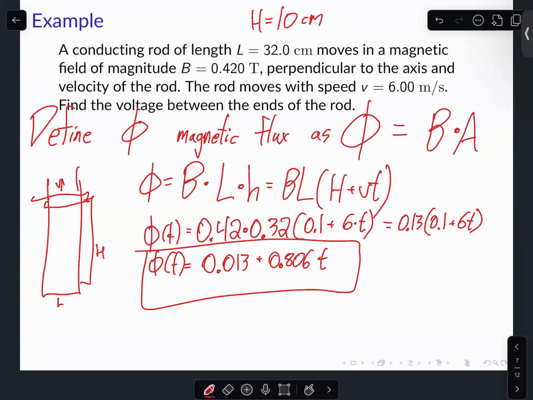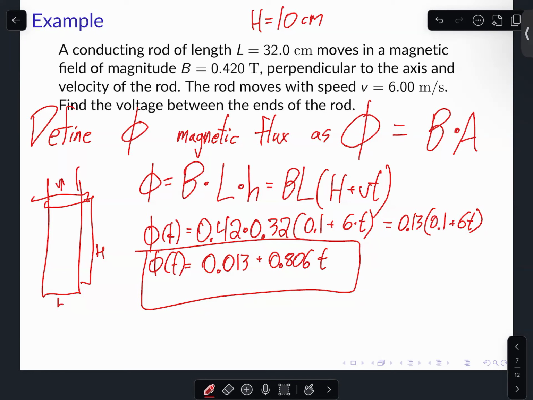Okay, I don't want to spend all day on one calculation. Let's bring it together. What I'm looking for when you plug in is you get 0.013 plus 0.806. That number sounds familiar. You remember when we got 0.8 something just a moment ago? What is this? This is the voltage.